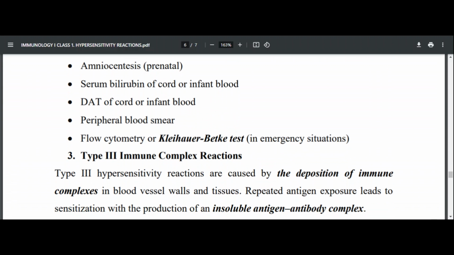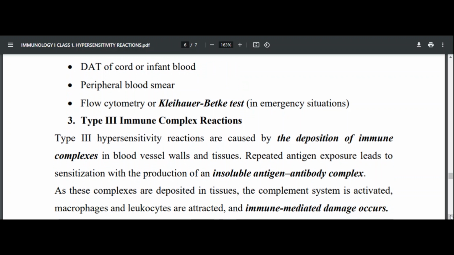So, we can also perform DAT, direct antiglobulin testing, peripheral blood smear, bilirubin testing, and so on, and also flow cytometry and the Kleihauer-Betke test. So we are going to see all the tests very soon.